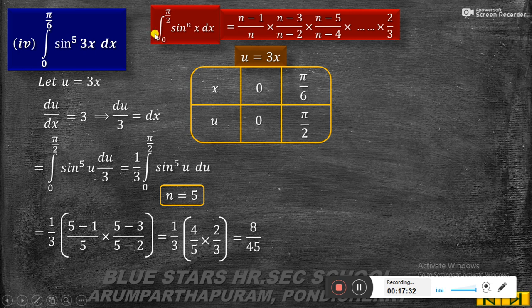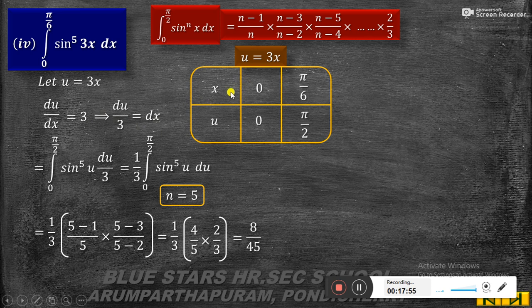2 by 3. Here you see n is an odd number, so this is the formula. Now we take u equal to 3x. So u equal to 3x means you differentiate with respect to x. So du by dx equal to 3. Next you differentiate the 3x: 3 into the differentiation of x, which is 1. So the right hand side equals 3. So next step, du by 3 equal to dx.